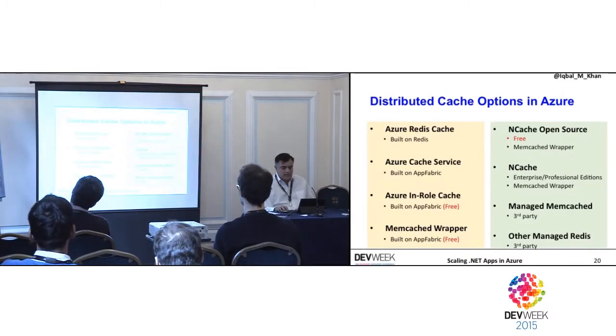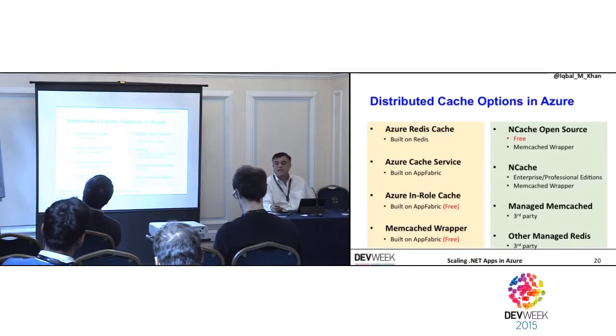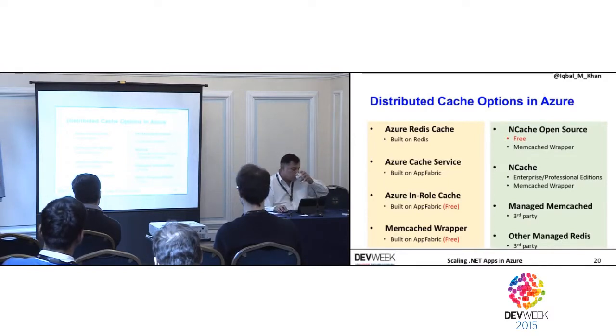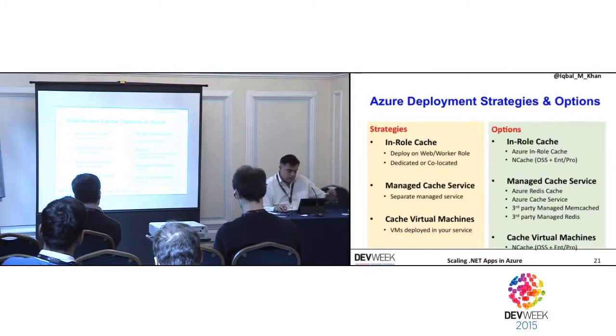And then there's NCache non-open source, let's say the enterprise and professional, which is not free, and both of these provide Memcached wrappers. I'll talk about the Memcached wrapper in a bit. And there's also some third-party managed Memcached solutions which give you the Memcached interface, but they're managed. And then there's some third-party managed Redis solutions.